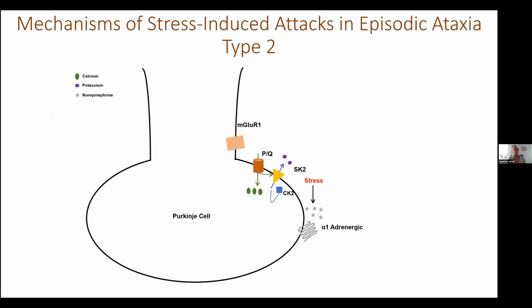So just to summarize this, stress activates alpha-1 adrenergic receptors. It increases the activity of this kinase CK2, which further decreases SK channel activity, leading to aberrant Purkinje cell firing and the attacks that we're seeing.